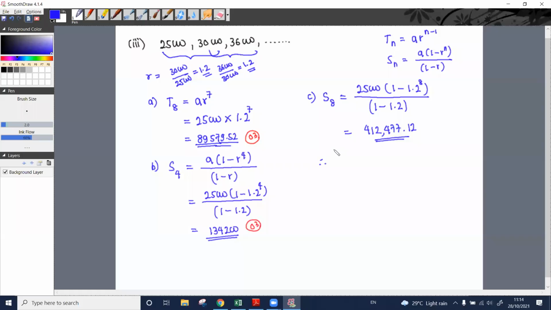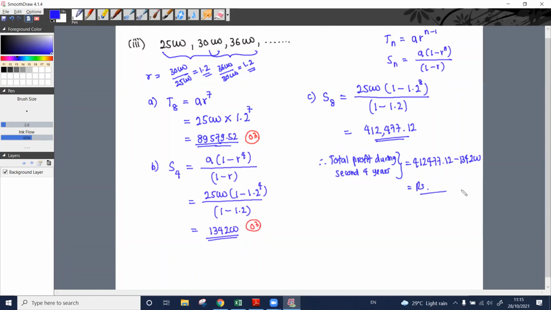Therefore, total profit during second 4 years should be equals to what? 412,477.12 minus 134,200. So what should be the final answer?